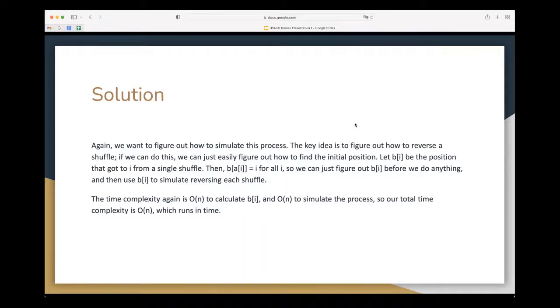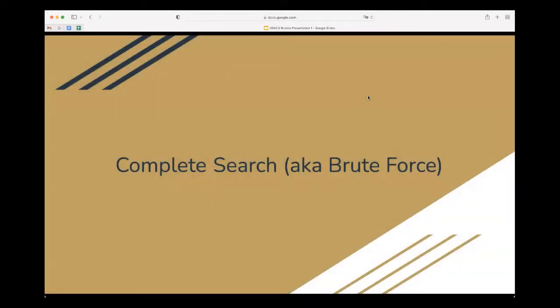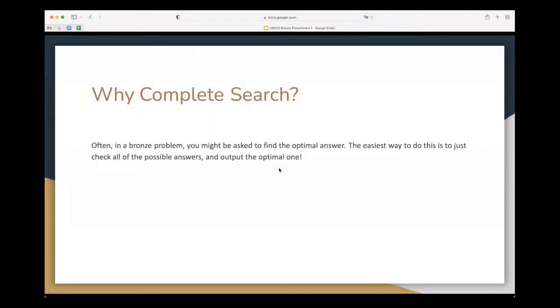Okay, if it makes sense, then let's move on to our next topic, which is complete search. So complete search is also known as brute force, and it's one of the other easiest ways to just solve a bronze problem. And again, complete search is often when you have to find an optimal answer. And if you find an optimal answer, the easiest way is just, well, what are all the possible answers? If we can generate all the possible answers and then find which one is the optimal one, then we can find the answer. And that's complete search or brute force in a nutshell, where you just generate all the possible answers and then you just check which one is the best one and then you're done.